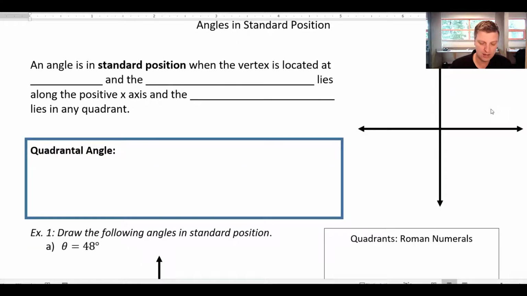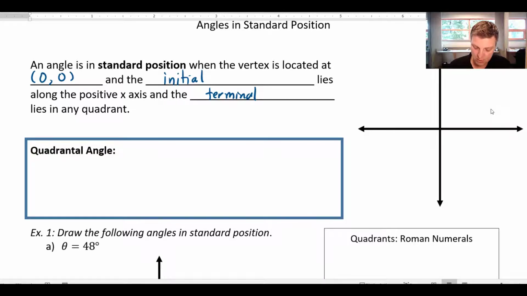An angle is in standard position if the vertex is located at the origin, which is (0, 0), and the initial arm is located along the positive x-axis, and then the terminal arm lies in any quadrant you like.